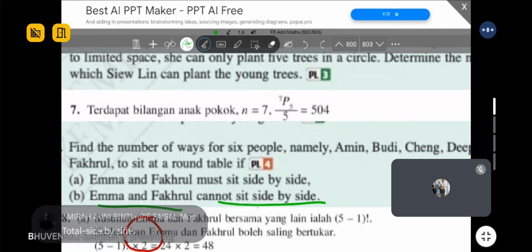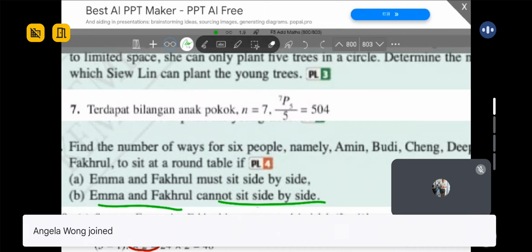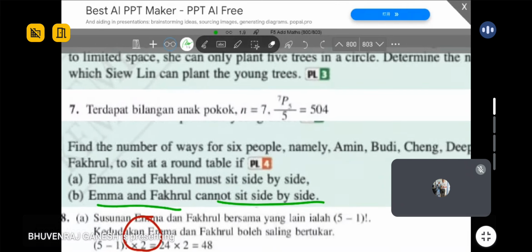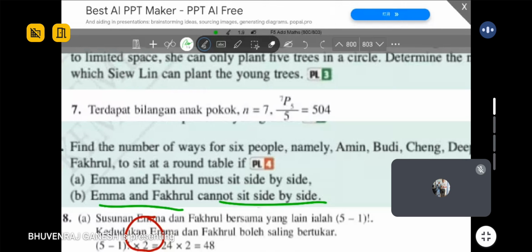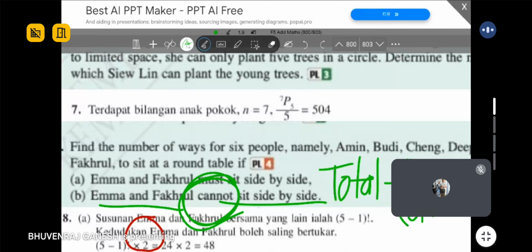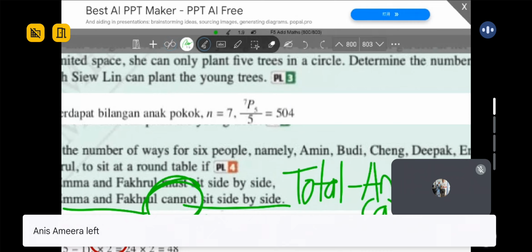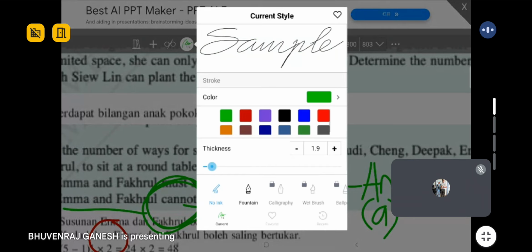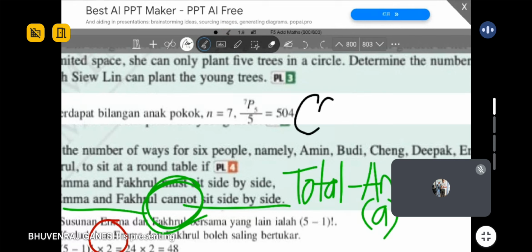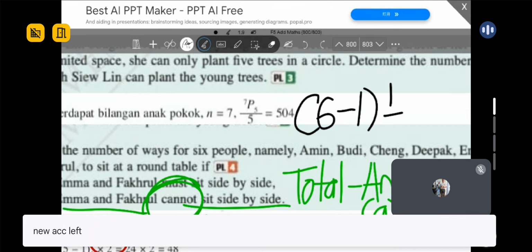Total minus side by side. Very good. Okay, that is the correct answer. Very good. Okay, so basically, when you see cannot, right? Bila kamu nampak perkataan tak boleh, usually we use the concept of total minus answer, which mean that answer in A. Okay, so total is what, guys? Total is basically randomly. Okay, kita susun secara random. So total you got 6 people. So 6 minus 1 factorial.